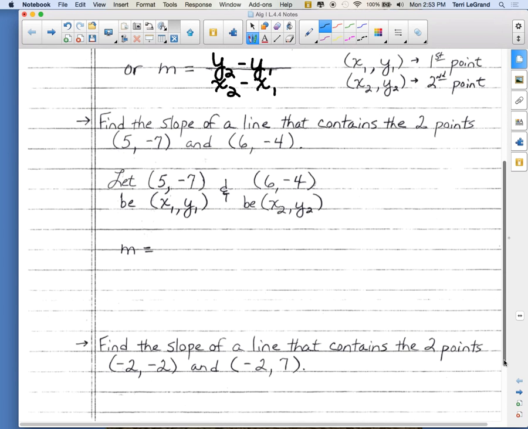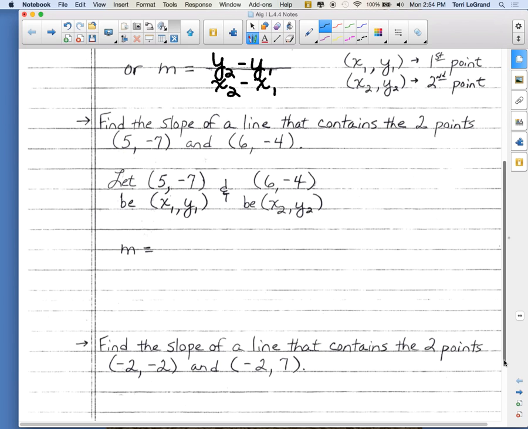Okay? So find the slope of a line that contains these 2 points. This is in your SQ3R. Actually, it's 1B. Go see what you got for this one. What did you get for an answer for 1B? What did you get, Trevor? -3. -3. Okay, anybody else get -3? No? Okay.